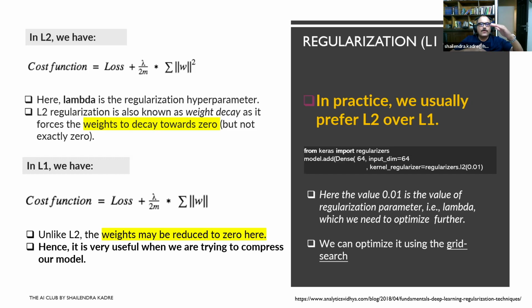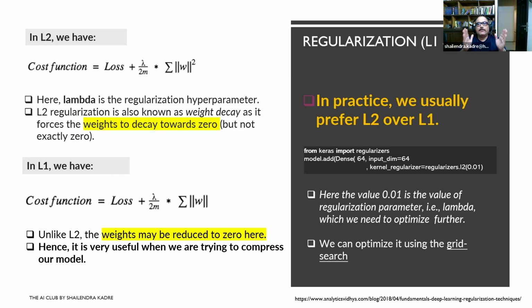So you can either go for grid search, or random search, or Bayesian search, or multi-fidelity search, or there are genetic algorithms. There are so many optimizers available to tune the hyperparameter. So you have to use one of the hyperparameter tuners to get the value of lambda. About 2m we'll discuss a little later. Okay. So the difference between L2 and L1 is understood.